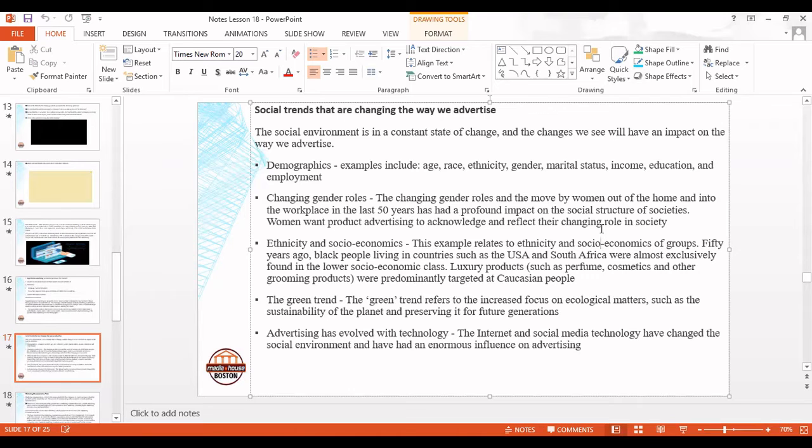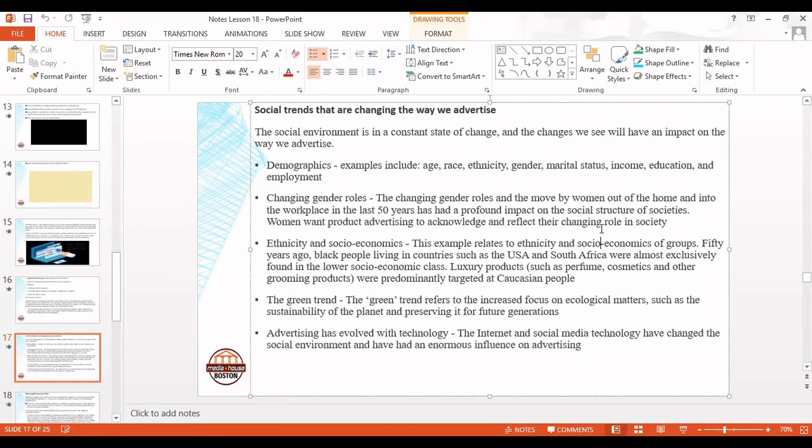Number one, the demographics. Age, race, ethnicity, gender, marital status, income, education, and employment. These are the determinants of how we advertise. It's very important to understand the people or the target audience.